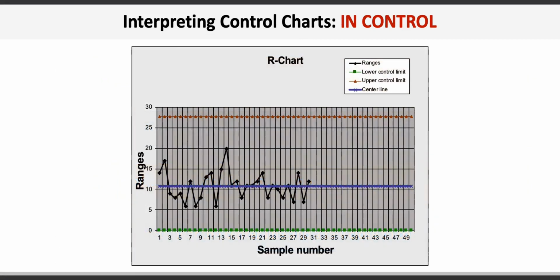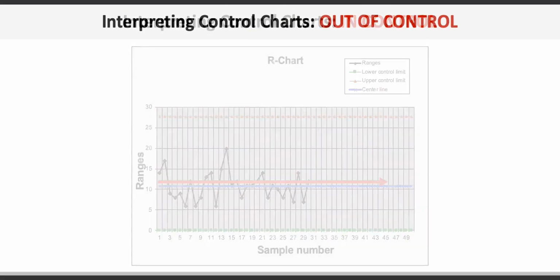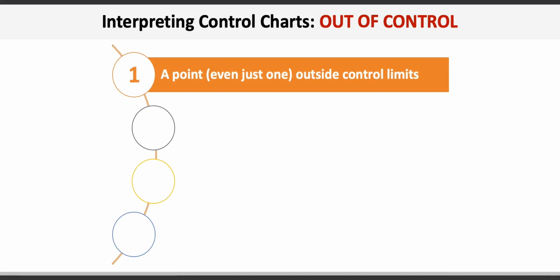Here's a sample of an in-control R or range chart. See how there's a lot of distance to the control limits? The data is pretty random, and there's no apparent upward or downward trend. Now, when it comes to looking for whether or not a process is out of control, we also look at 4 indicators. First, any points, even 1, fall outside the control limits.